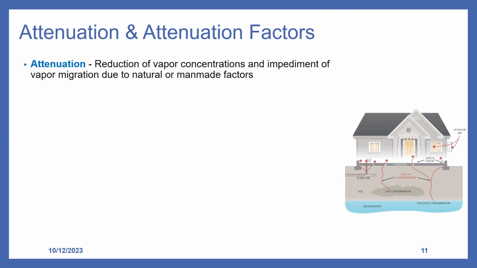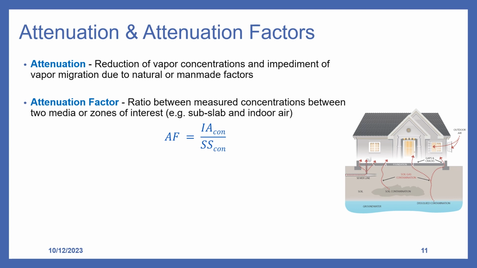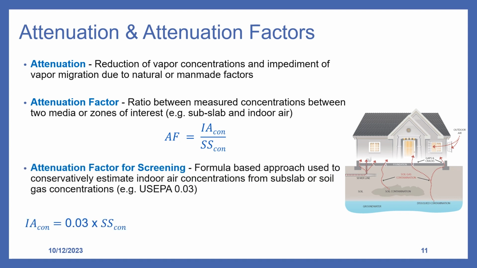So attenuation is the reduction of vapor concentrations and impediment of vapor migration due to natural or man-made factors. Attenuation factor is the ratio between measured concentrations between two media. So for this example, I'm using the indoor air to subslab concentrations as part of that ratio. So an attenuation factor for screening, or a screening attenuation factor, is a formula-based approach used to conservatively estimate indoor air concentrations from subslab or soil gas concentrations.